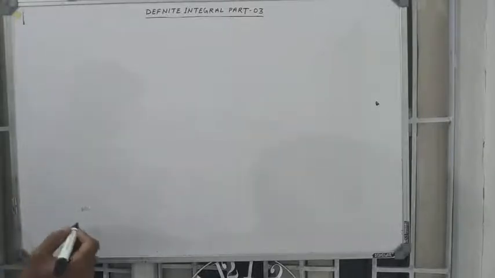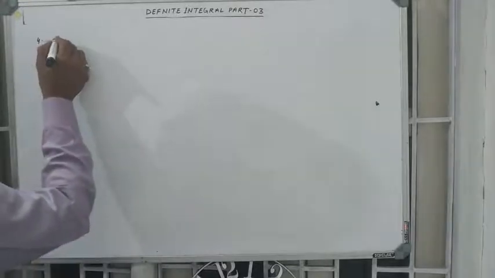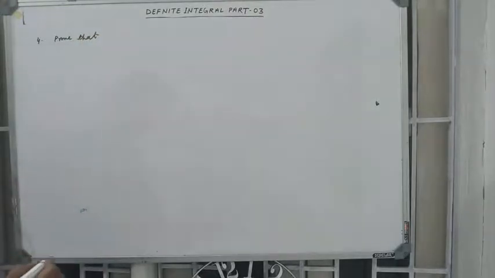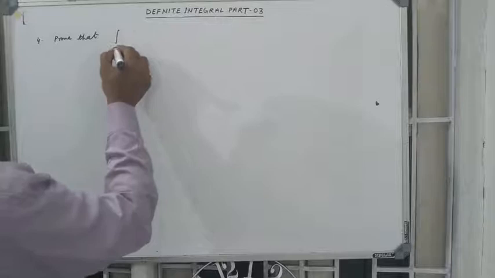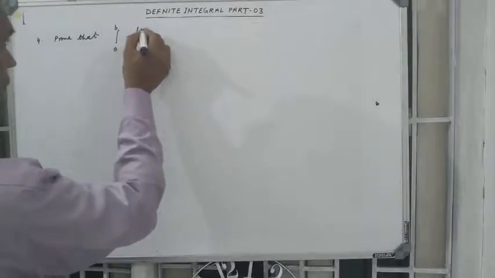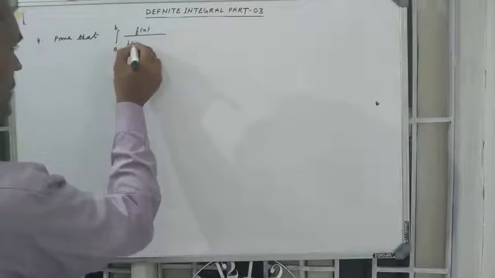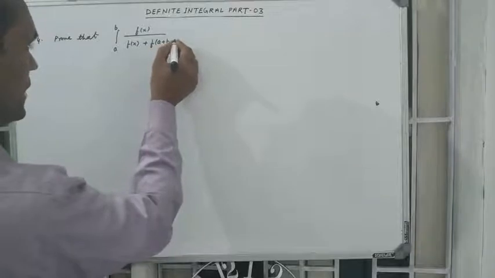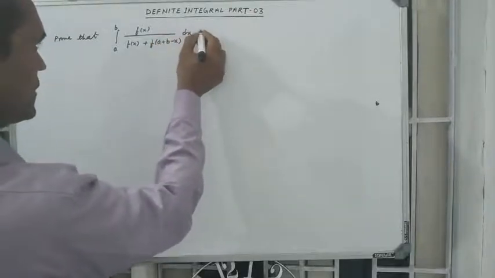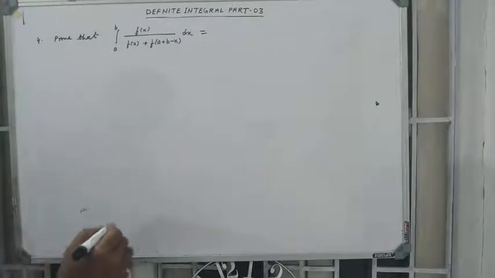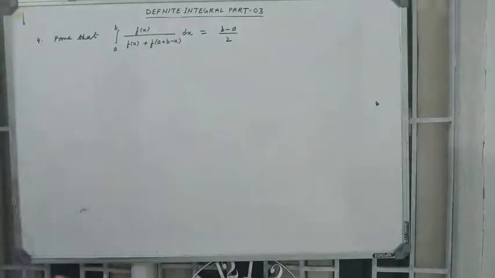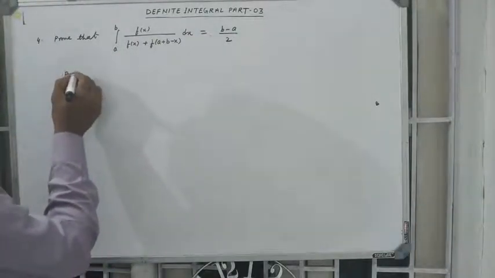Last question of today's session, question number 4, is prove that the integral from a to b of f(x) by f(x) plus f(a plus b minus x) dx is equal to b minus a by 2. Proof.